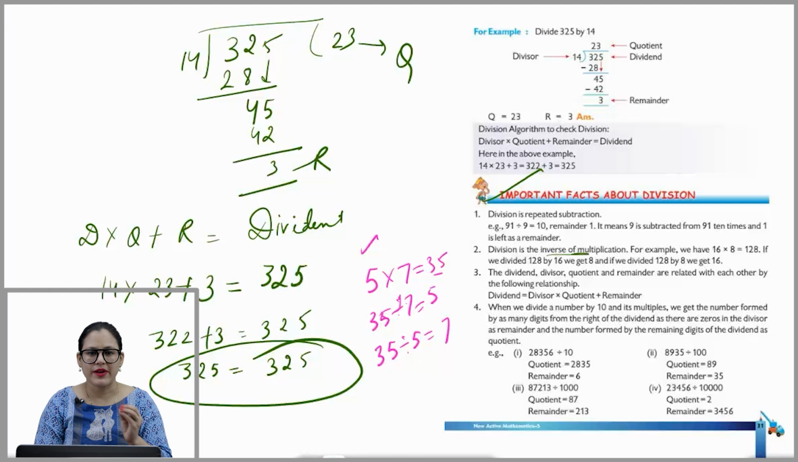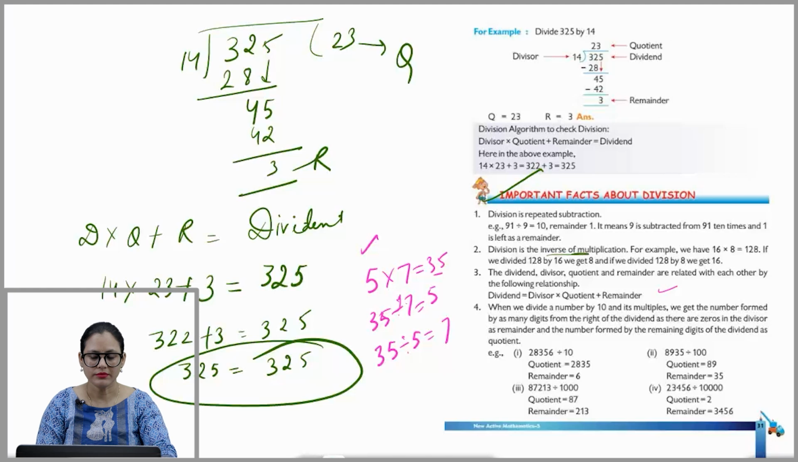Number 3, the dividend, divisor, quotient and remainder are related with each other by the following relationship. Dividend is equals to divisor into quotient plus remainder. Number 4, when we divide a number by 10 and its multiple, we get the numbers formed by as many digits from the right of the dividend as there are zeros in the divisor as a remainder, and the number from the remaining digits of the dividend as a quotient.